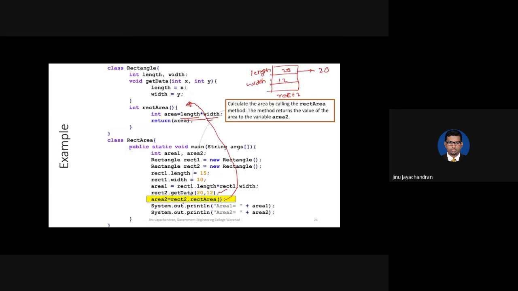It will access width which is now 12. It will multiply both and the answer is, let's say, 240. So that will be stored in a memory location called area.